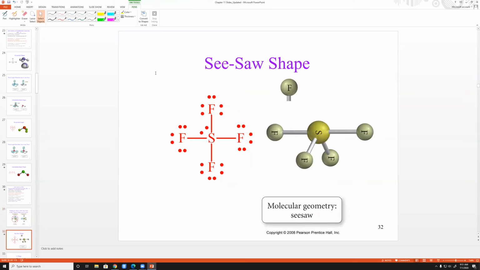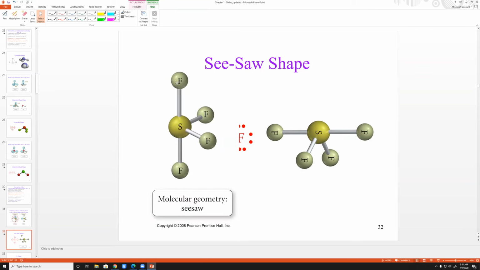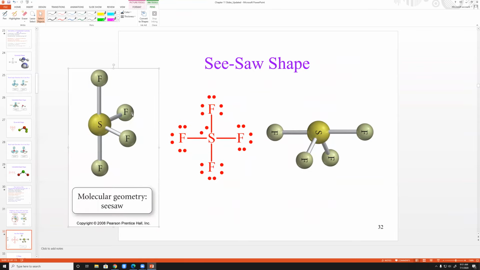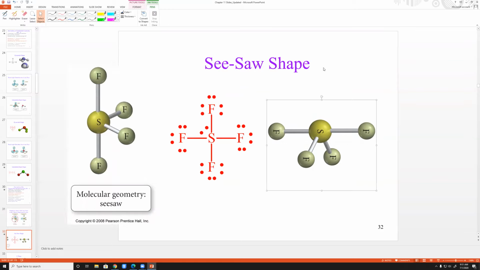Here's what I meant by the seesaw. You have the one electron pair that's going to be pointing up. I don't know what that is. Oh wait, there's two of them. I don't know where that came from, but you have the one facing up, and then you have your seesaw. If you were to put this on a table, it would be a seesaw.